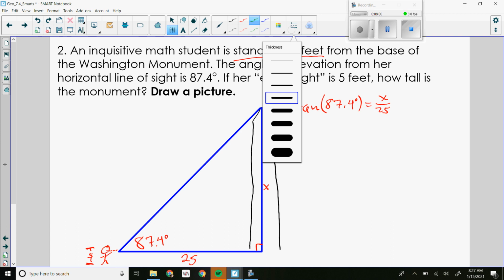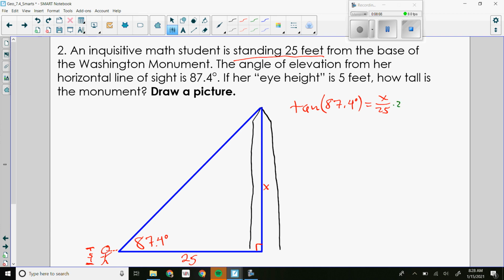For this one, I'm going to multiply both sides times 25. This is one you can do right in the calculator. I typically write out this next step, but you can just type this in. You don't have to write out that next step if you don't want to. In the calculator, you're going to do 25 times tangent of 87.4, which is 550.5 if I round. That equals x.